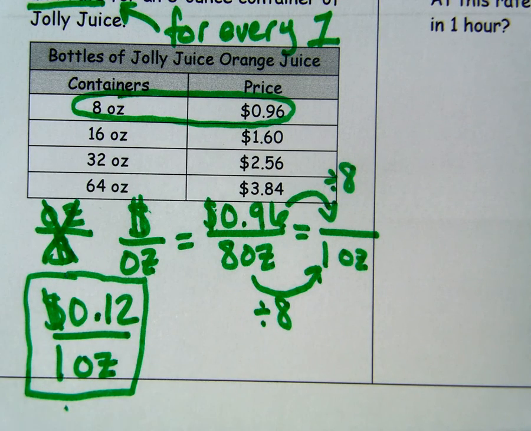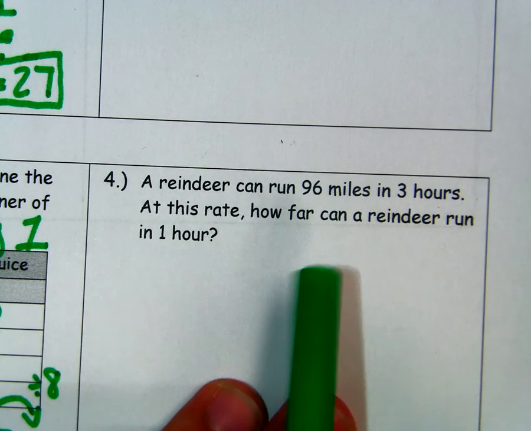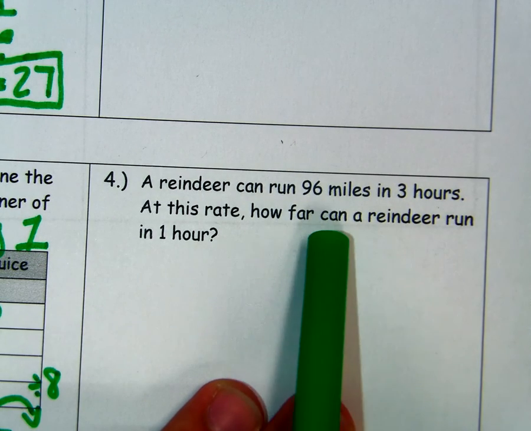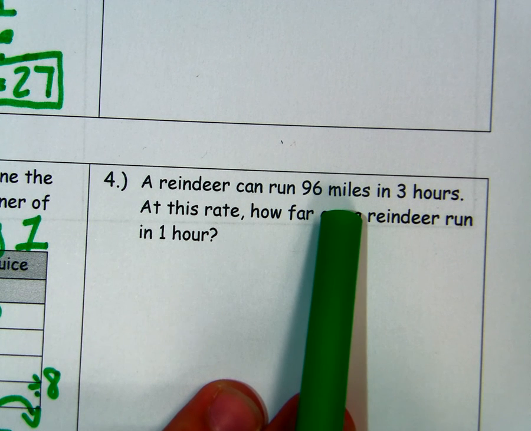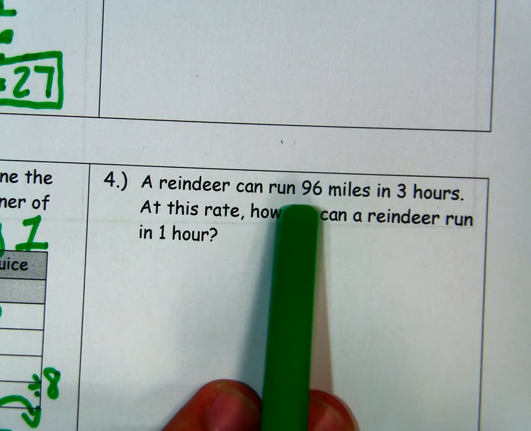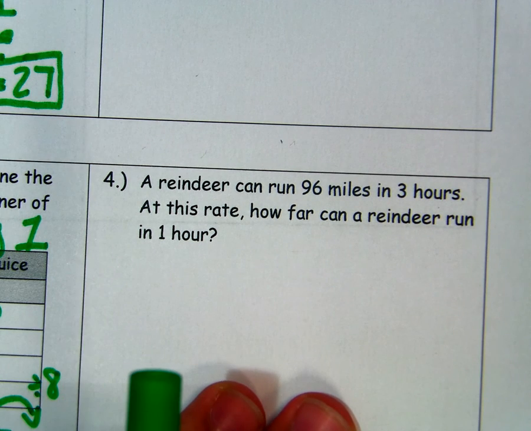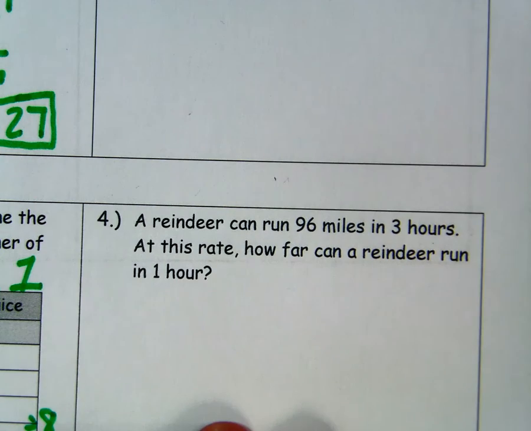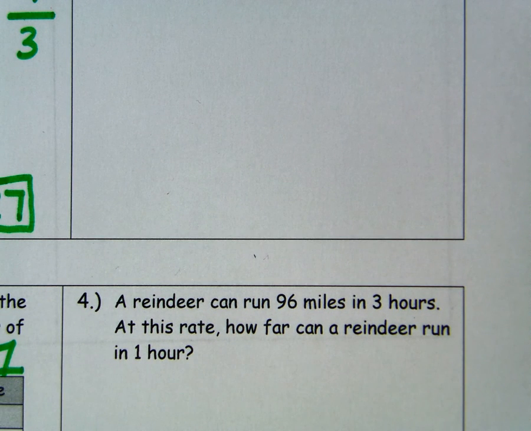Now when you look at number 4, the hint that I will give you for 4, since it says how far can a reindeer run in 1 hour, we want to look for the distance per hour. And the distance in this case is going to be miles. So we're looking at the miles per hour that this reindeer can run. So go ahead and try number 4 on your own, and then we will get to number 5 tomorrow.